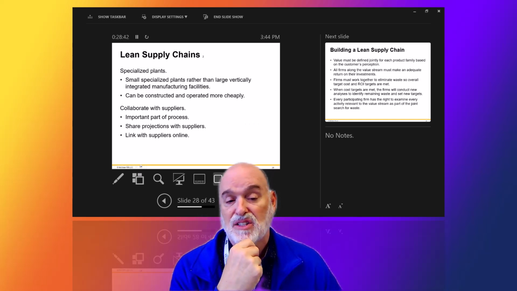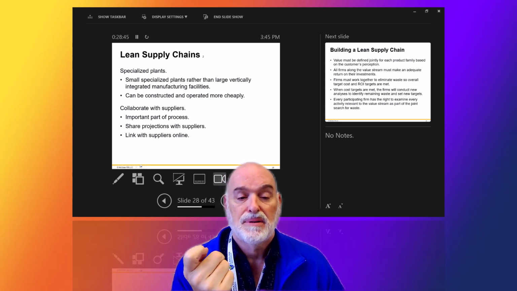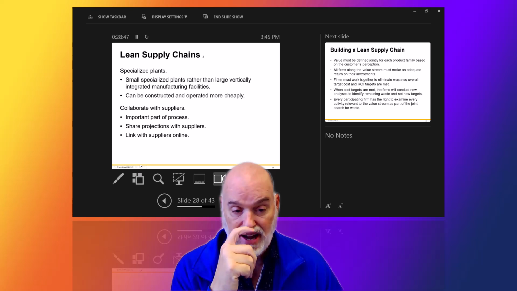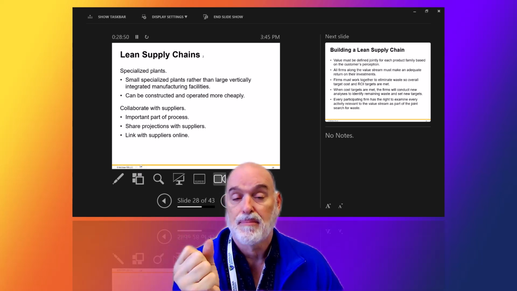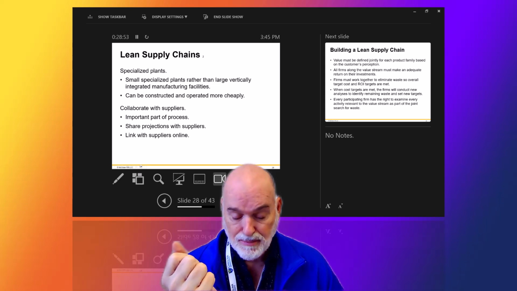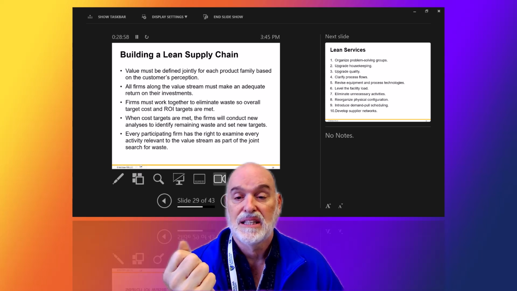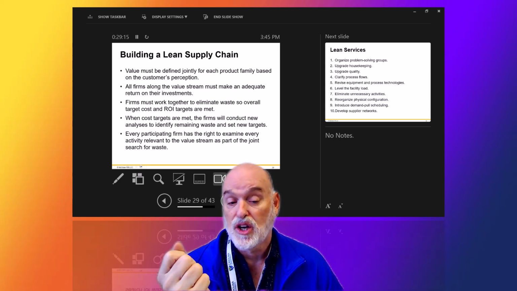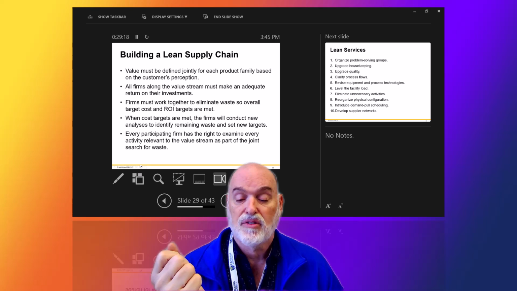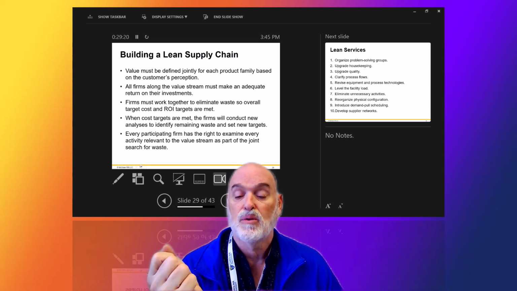Lean supply chains. There are specialized plants, rather than large vertically integrated manufacturing facilities. They can be constructed and operated much more cheaply. Also, you collaborate with the suppliers. Building a lean supply chain: value must be defined jointly. All firms along the value stream must make an adequate return on their investment. Firms must work together to eliminate waste so overall target cost and ROI targets are met. ROI, return on investment.